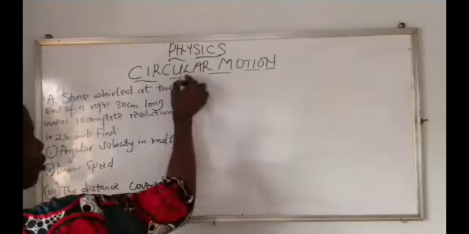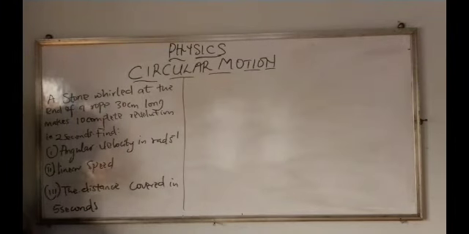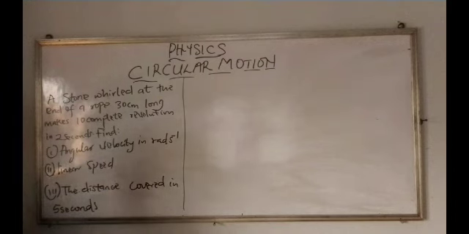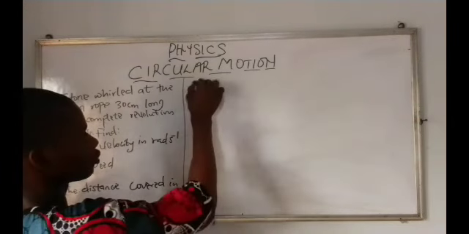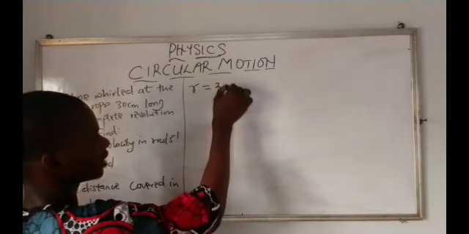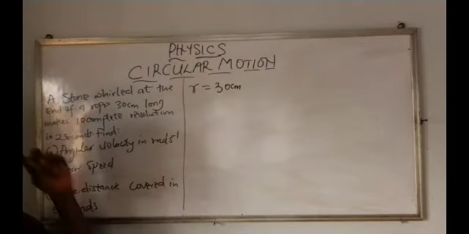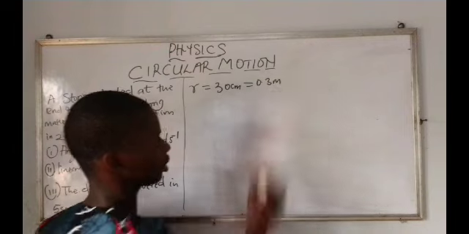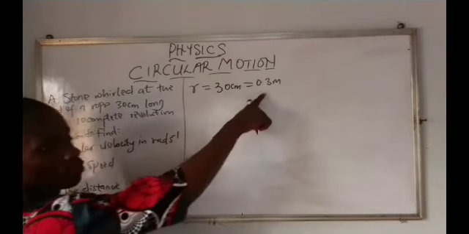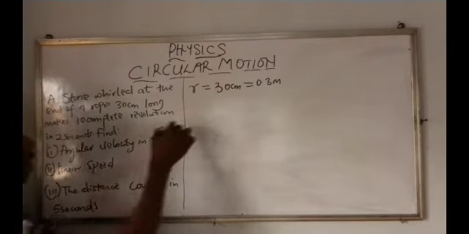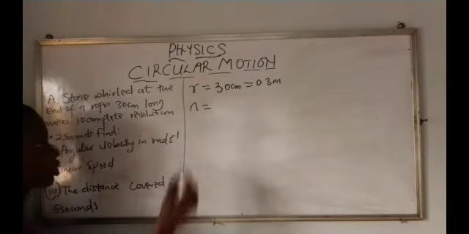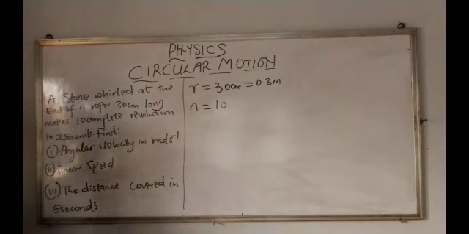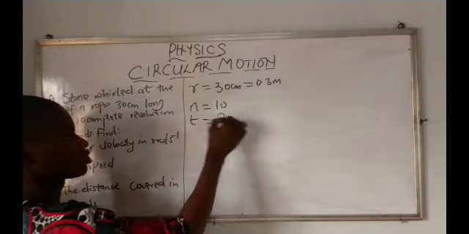Okay, this is very simple. Remember that anytime you are doing a calculation question, the first step is that you should bring out all the parameters. The first parameter we can see here is that they gave us the radius, the length of the rope, which is equal to the radius, 30 centimeters. So convert this centimeter to meter, we are going to have 0.3 meter. Just divide it by 100 to have 0.3 meter. Okay, now the number of revolutions or number of circles is equal to 10, and the time given to us is equal to what? 2 seconds.